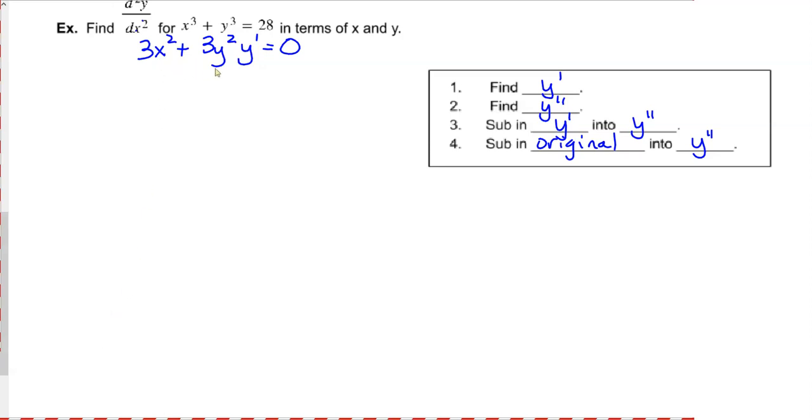That's what I see a lot of times, students keep that as 28 instead of changing it to 0. All right, so let's subtract over the 3x squared. So I get 3y squared y prime is equal to minus 3x squared. Then I'm going to divide by 3y squared, divide by 3y squared. These go away, and we're left with y prime is equal to, these 3's also go away, so I'm left with minus x squared over y squared. Okay, so that is our first derivative.